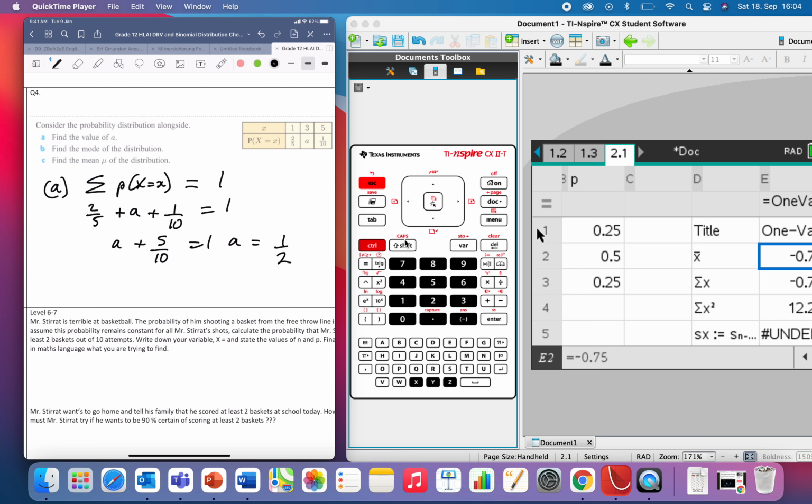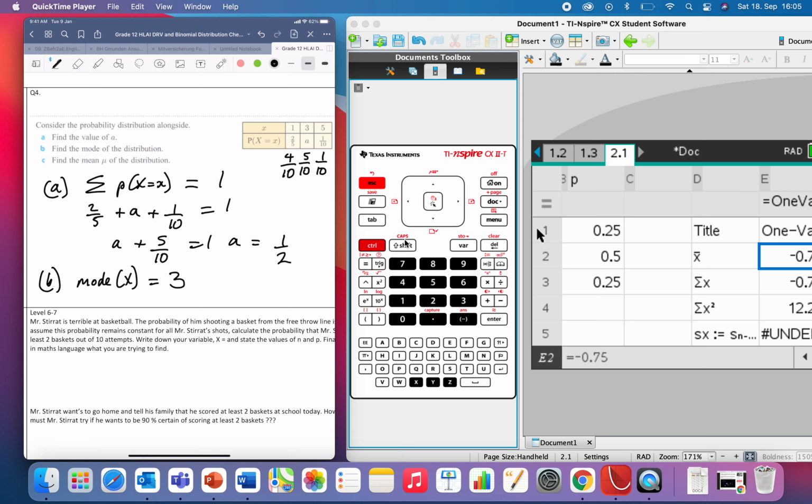Okay, and then B, the mode. The mode is the most popular value. So the mode of X is the value with the highest probability, and that would clearly be 3. You can transfer over here the 5/10 if you like. This is 1/10 and 2/5 is just 4/10. That might help you visualize it.